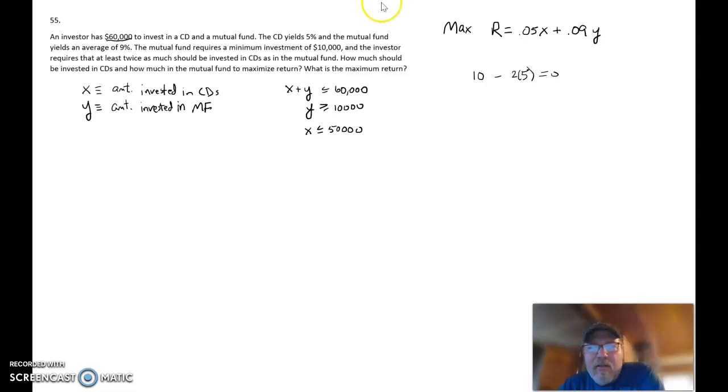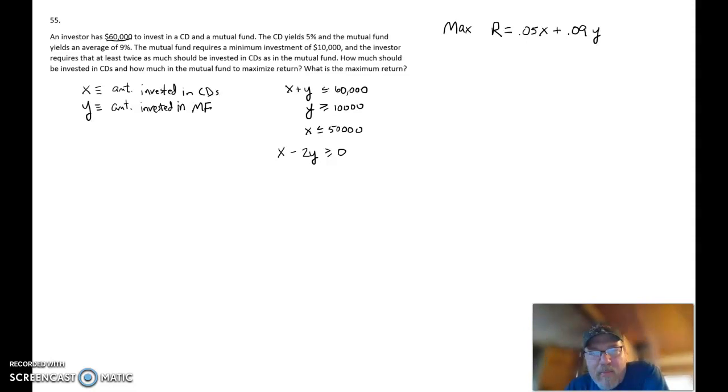And the reason I want you to think like that, a lot of people can't get this relationship. This is the hardest equation in this question. So the relationship is, the amount I invest in CDs, X, is twice as much as I invest in mutual funds. So if I multiply the amount I invest in mutual funds by 2 and subtract them, it should be equal to 0. Now X can be more than twice, so that means X minus 2Y should be greater than or equal to 0.